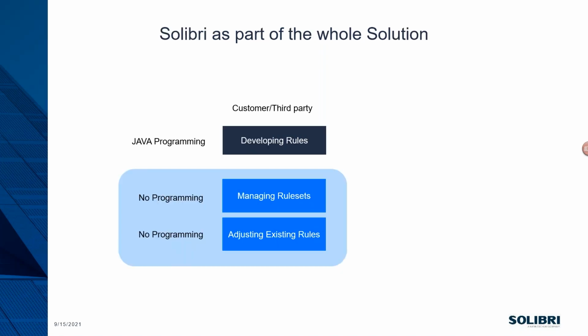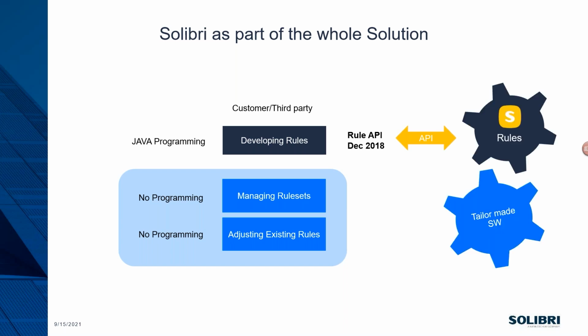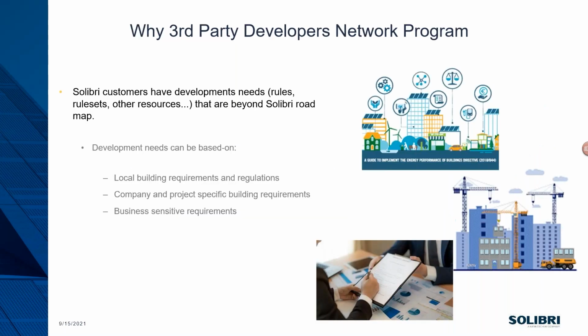So in order to overcome this obstacle, we introduced the rules API so that our customers and third-party developers can now create their own rules, and they can tailor the software according to their own requirements. That has been a very big step for us, to open up these black boxes and share them with our customers and third-party developers. So why do we need this program now if we have already done the API?